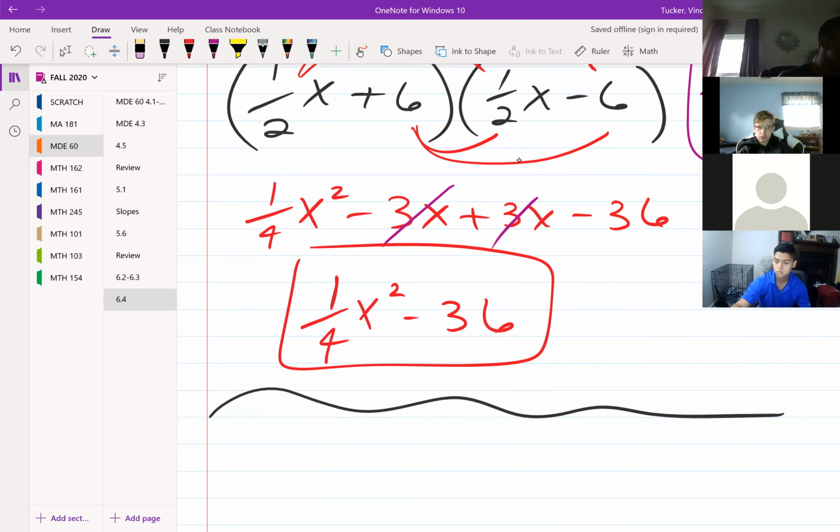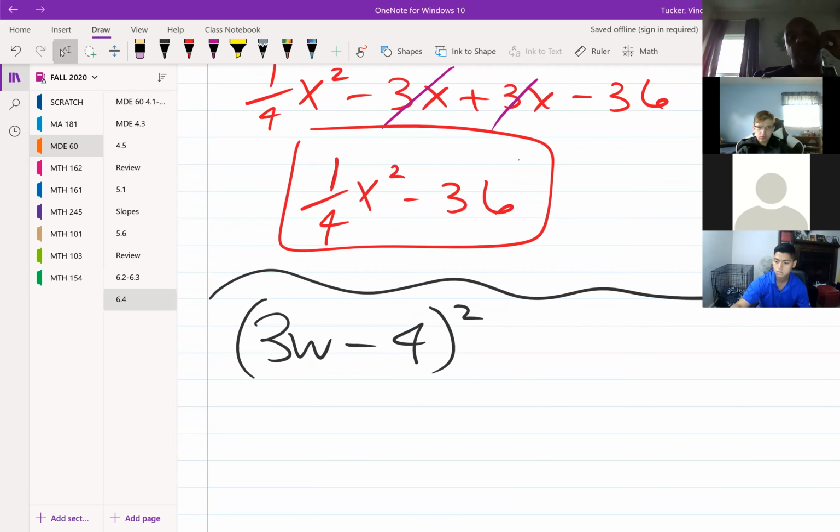One more type of scenario you may see: 3w minus 4 squared. What you cannot do here is square 3w and square 4. You will actually be missing a term if you decide to do so. This is 3w minus 4 times 3w minus 4. The actual quantity is what's being squared here.